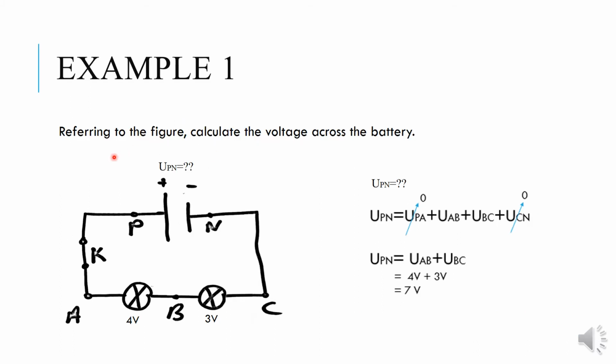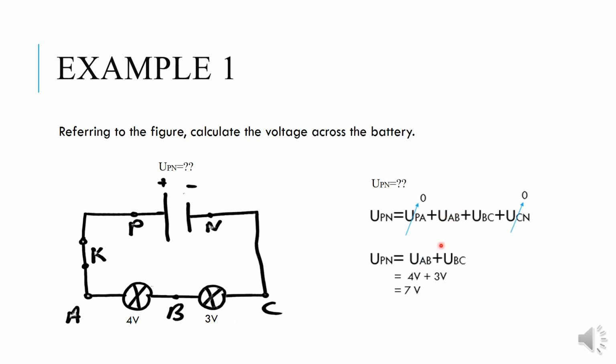Here's an example. Referring to the figure, calculate the voltage across the battery. I have to calculate UPN. UAB is given, the voltage across the first lamp, and UBC is given, the voltage across the second lamp. So let's apply the law of addition of voltages. UPN is equal to UPA plus UAB plus UBC plus UCN. Okay, UPA is crossed out. Why? Since it's a closed switch and a closed switch acts as a connecting wire.